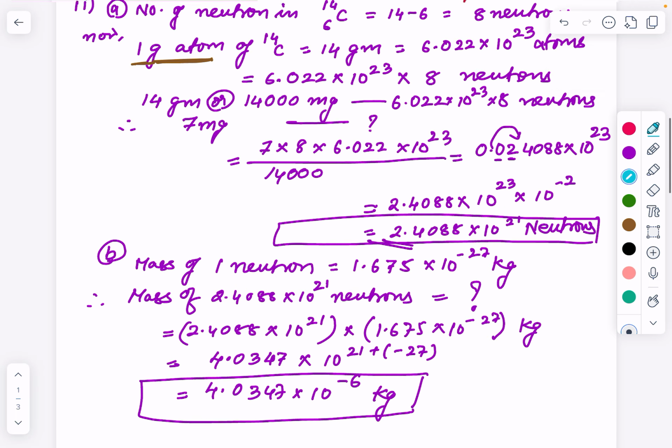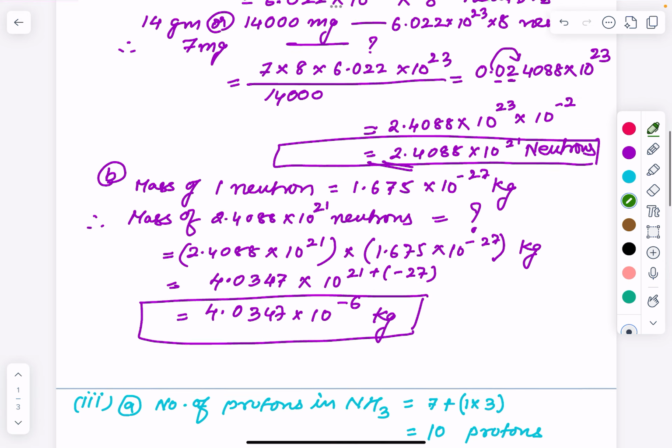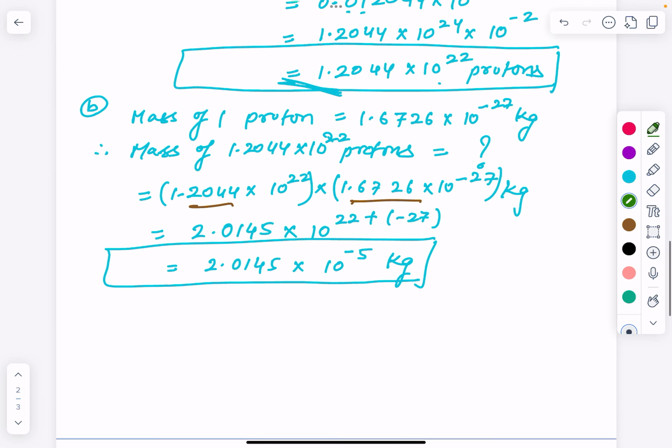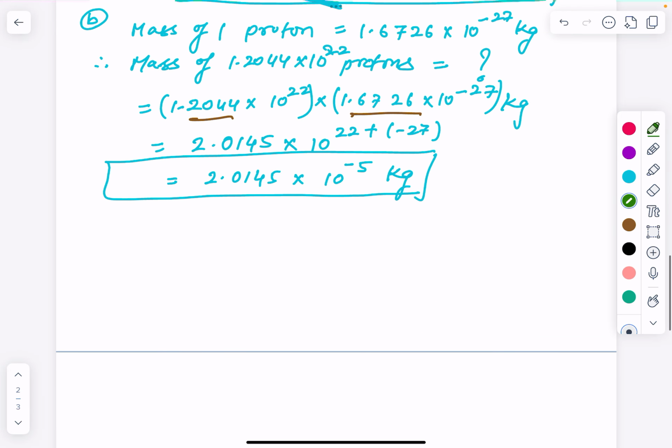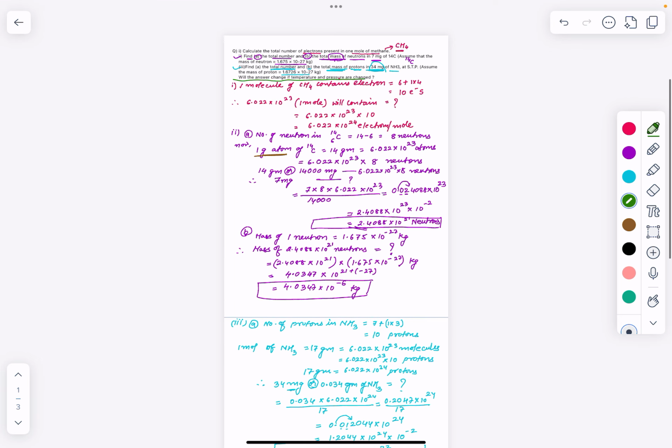Now one more small question is there at the end. If you see carefully, it asks: will the answer change if the temperature and pressure are changed? For this, finally, let me tell you, there is no effect of temperature and pressure. That is the answer for the whole question, which is divided into 3 parts.